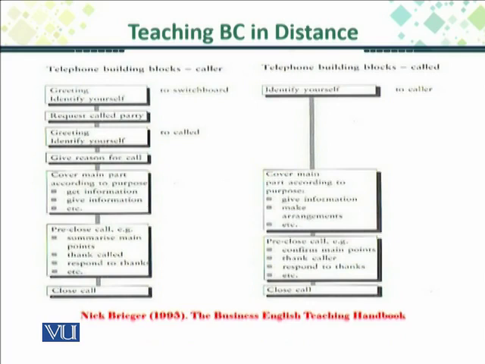So in the caller part, we can see that you have to start with the greeting and identifying yourself, request the called party, greet the called party and identify yourself, give reasons for the call, cover main part according to purpose, which is getting information and giving information, etc. Pre-close call, for example, summarize the main points, thank the called, respond to the thanks, etc. and then close the call.